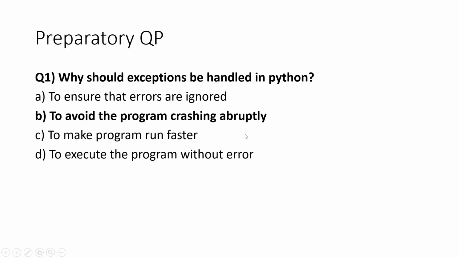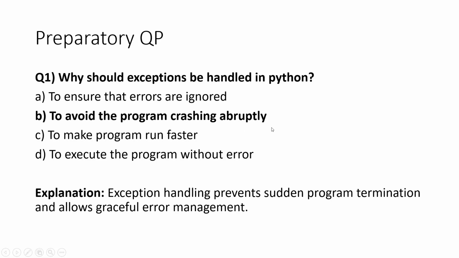Whenever an error is identified, we find what kind of error it is, identify that error, and give some message to the user. Let the user or the programmer identify that error and rectify it. Then only will the program complete and give the result. So the correct answer is to avoid the program crashing abruptly. The explanation is: exception handling prevents sudden program termination or cancellation and allows graceful error management.